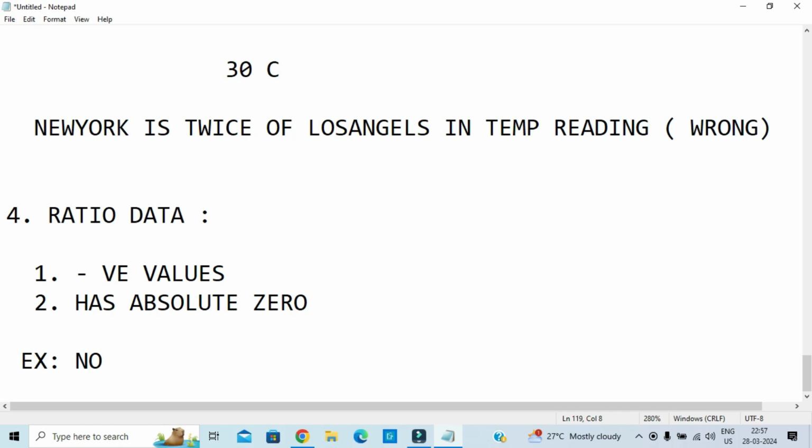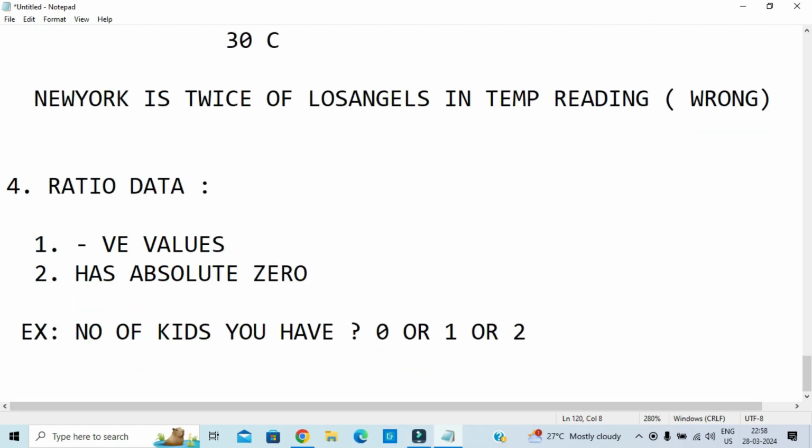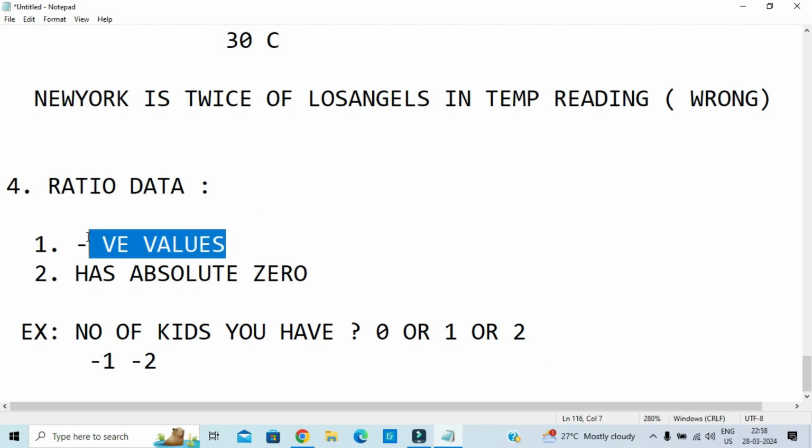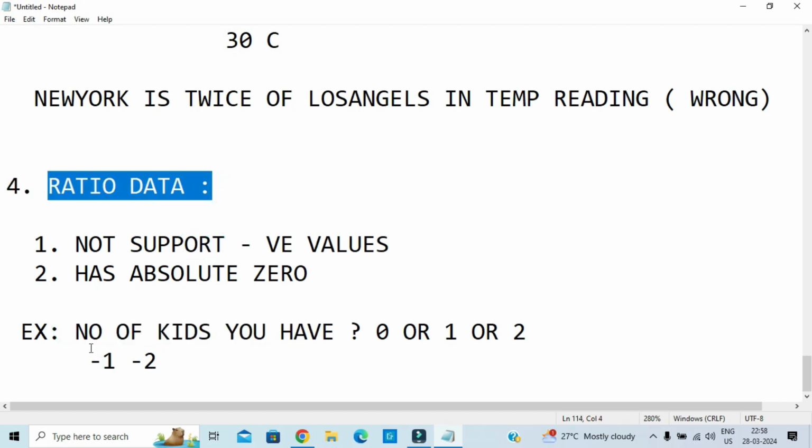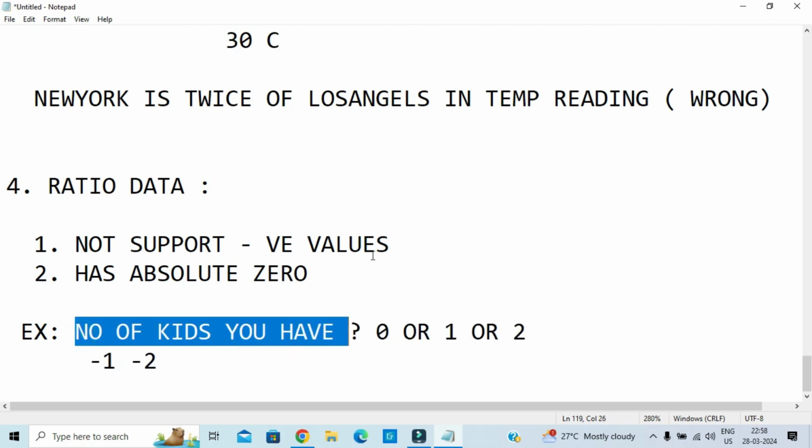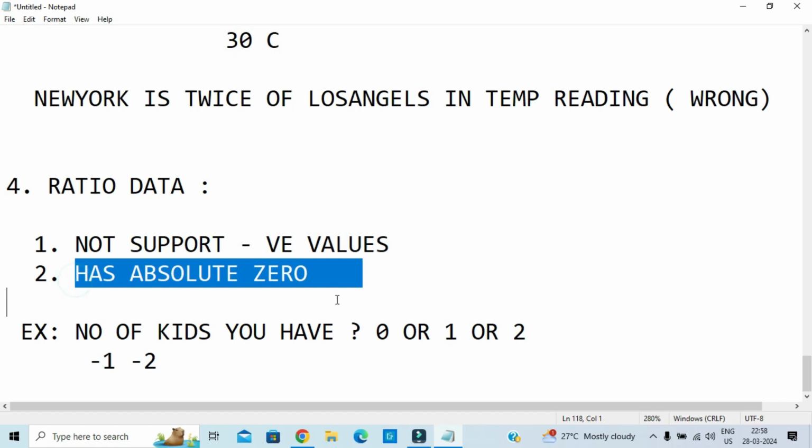If someone asks you the number of kids you have, you reply by saying it's 0 or 1 or 2, something like this. You can't say I have -1 kids, you can't say I have -2 kids, because it doesn't support negative values. Just remember, it does not support negative values. This kind of question comes under ratio data. It has got 0 and greater than 0.